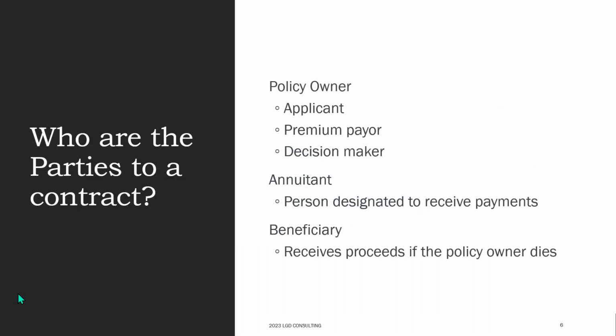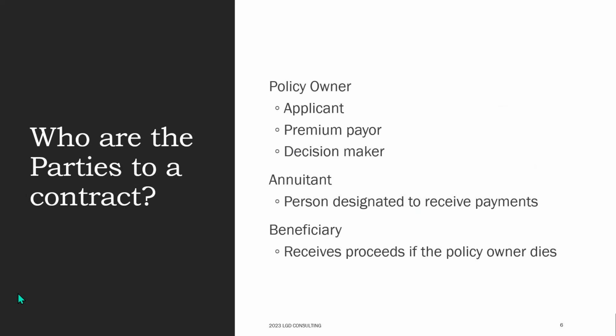You've got to know the parties to the contract. The owner is the one setting up the contract. Usually they're the applicant, right? They're filling out the application. They're the one paying the premium, and they make decisions on who's who in this contract. The annuitant is the person who's going to be receiving the money when the contract is annuitized. And they'll receive payments for either a set period of time or possibly for the rest of their lives.